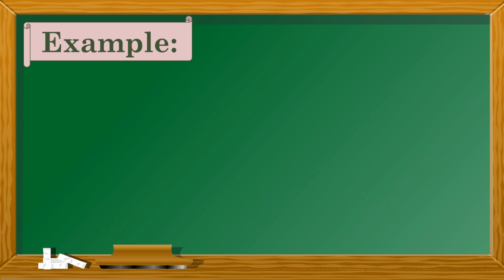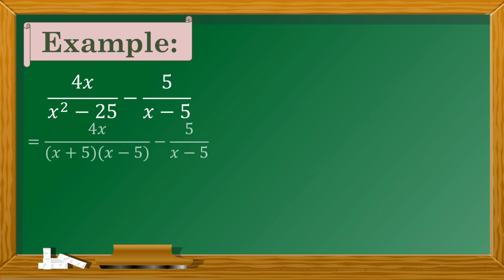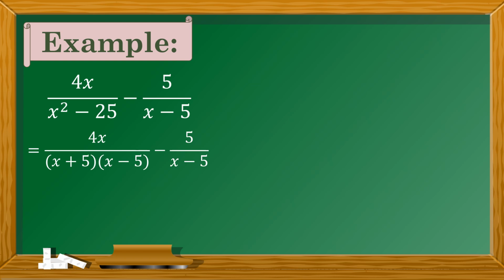Last example: subtract 4x over x squared minus 25 by 5 over x minus 5. Observe that x squared minus 25 is factorable. So we have to first express x squared minus 25 in factored form before finding the LCD. The factors of x squared minus 25, a difference of two squares, are the quantity x plus 5 times the quantity x minus 5. Now let's find the LCD. So the LCD is the quantity x plus 5 times the quantity x minus 5.